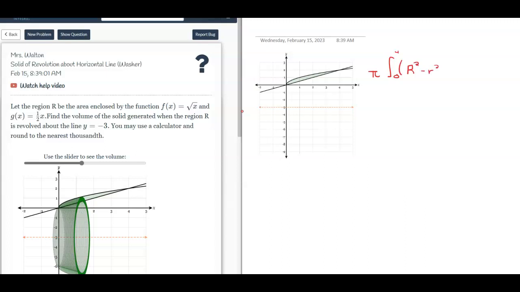All right, so my outer radius here is this entire distance from here to here. This one, we are going to be using our segment addition. From here to here, this is a distance of 3. And then from here to here, that is just the square root of x. So we have pi, integrating from 0 to 4. Our outer radius is square root of x plus 3, and we are squaring that.